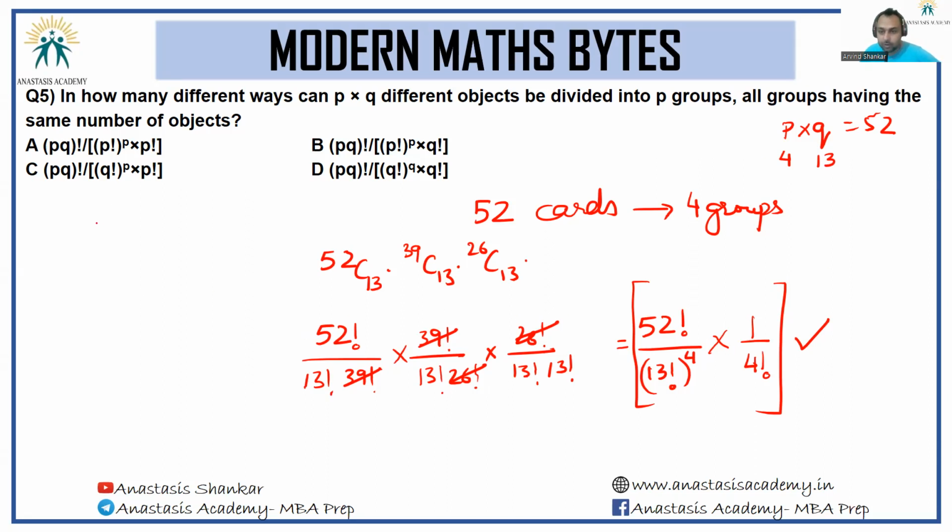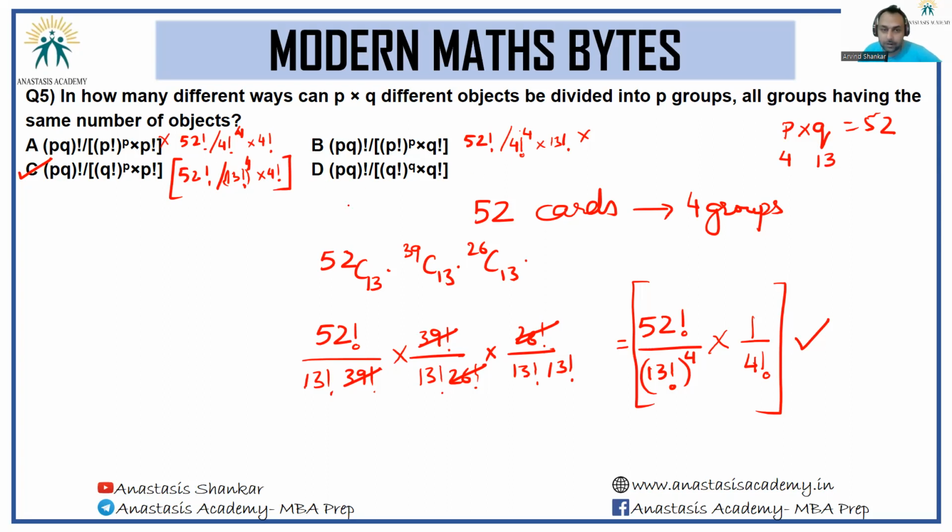Now all we have to do is check which option gives us a similar expression. This says 52 factorial by 4 factorial raised to the power 4 into 4 factorial. No. This is 52 factorial by 4 factorial raised to the power 4 into 13 factorial. No. This is 52 factorial by 13 factorial raised to the power 4 into 4 factorial. Yes, this is precisely the expression that we are also reaching. So this should be the answer.